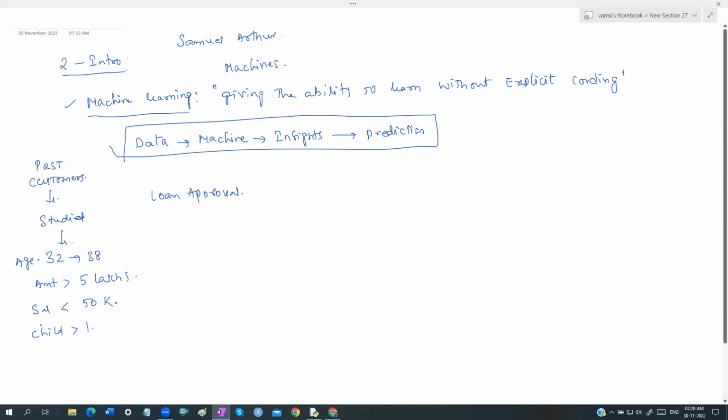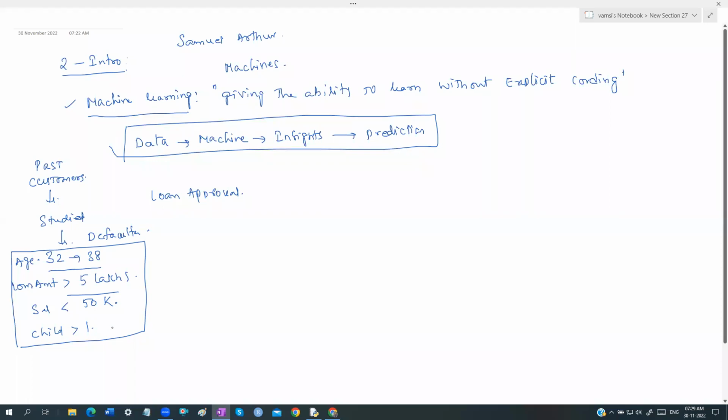Insights doesn't mean something in a binary or encrypted format. Clearly, the machine will tell you rules like this. So these are going to be the defaulters. I find the patterns in the defaulters: their ages are between 30 and 38, the loan amount is more than 5 lakhs, their salaries are less than 50K, and they have more than one child.